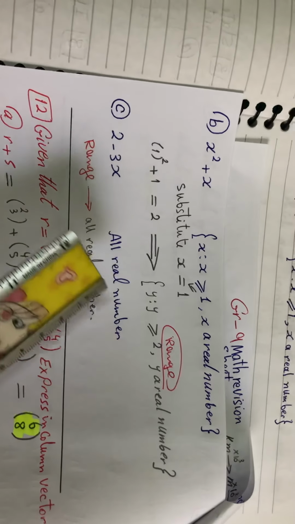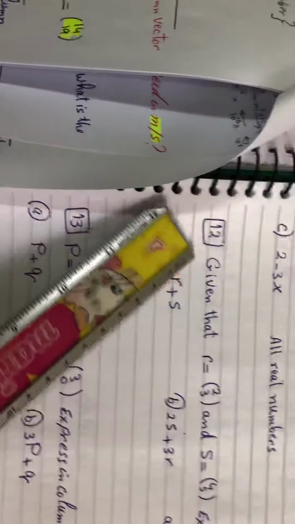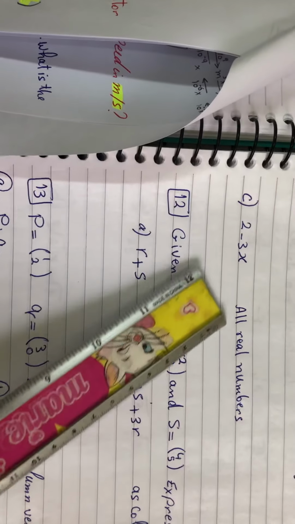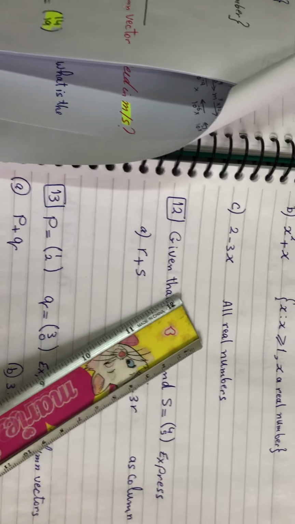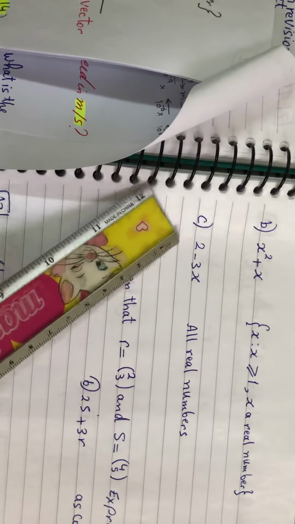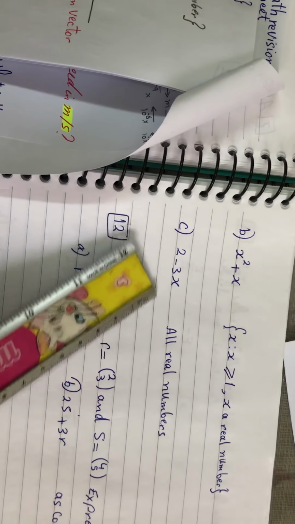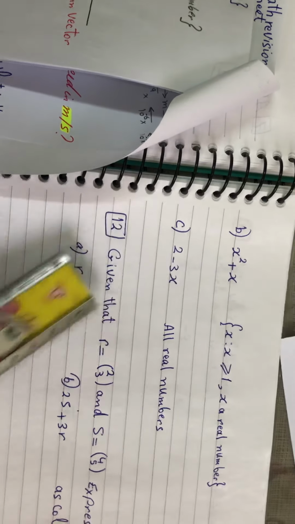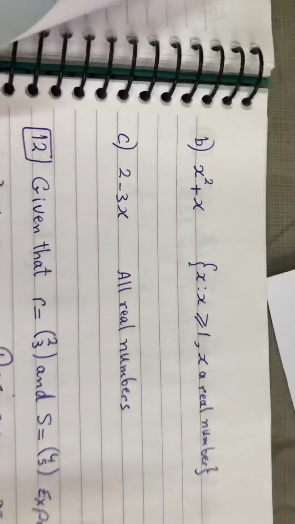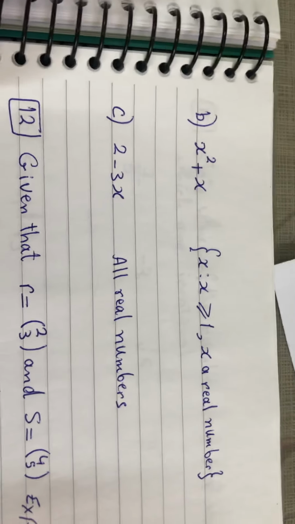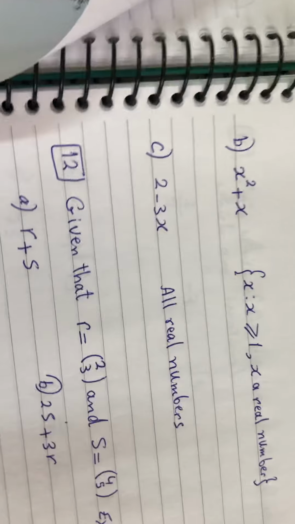The domain is all real numbers. Here, 2 minus 3x, the domain is all real numbers. Also here, the range will be all real numbers, because it is an equation of the first degree, x power 1. So the range and the domain will be all real numbers.